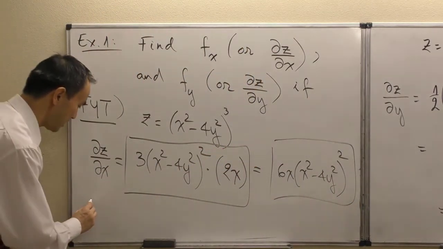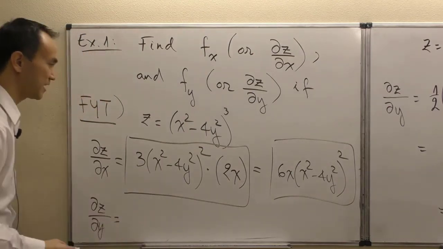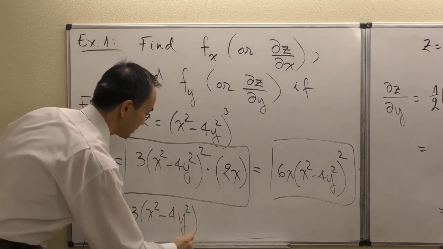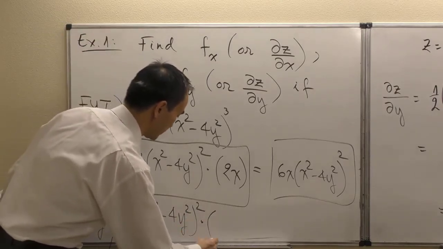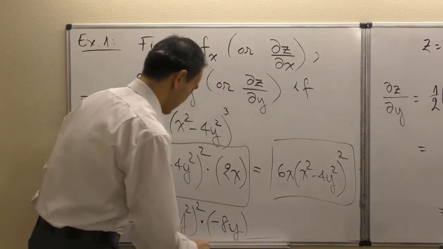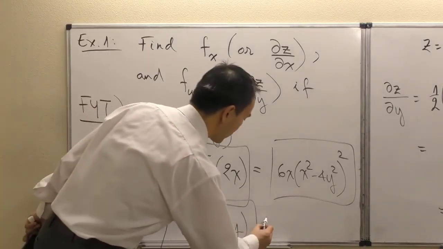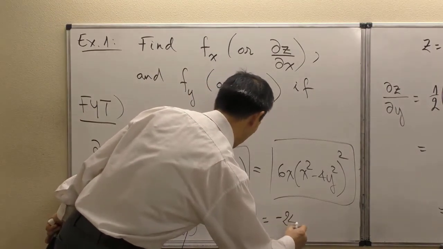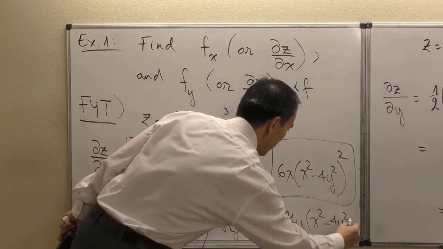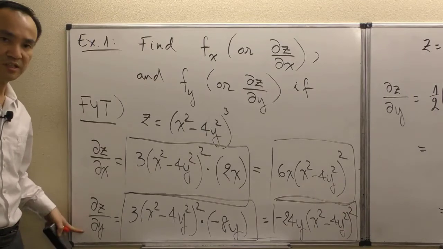And then the dz dy, we can find that derivative as 3 times x squared minus 4y squared, squared, times, and now it's going to be a minus 8y right there. So that's one way you can write your final answer without simplification. Or you can write your answer as minus 24y times x squared minus 4y squared, squared. That's the answer for the dz dy.